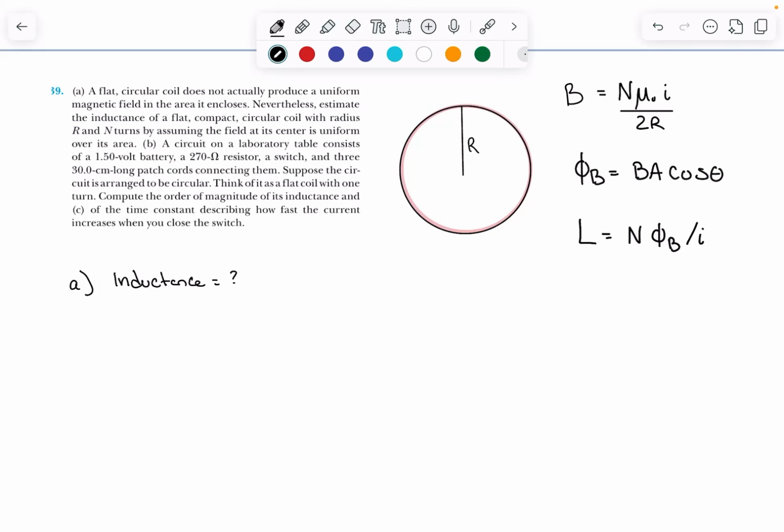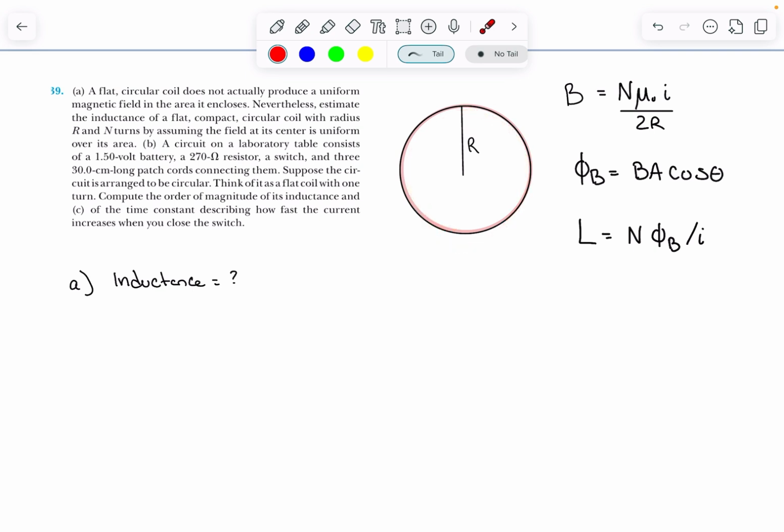This is problem 31.39, and you're told that you have this flat circular coil like this. It has a radius r, and it has n turns. So its field in its center, we're going to assume that it's uniform over its area. We are asked to first figure out what the inductance is of such a ring.